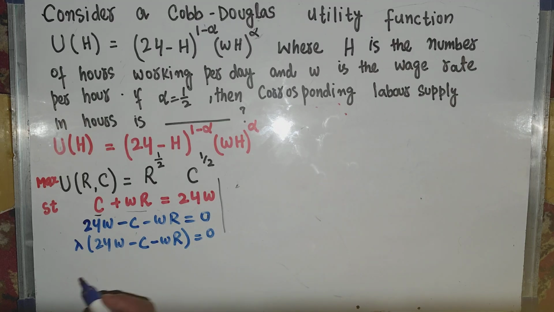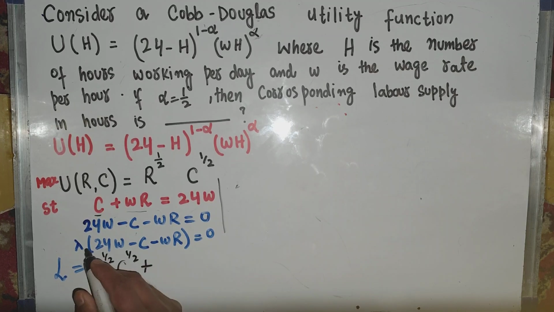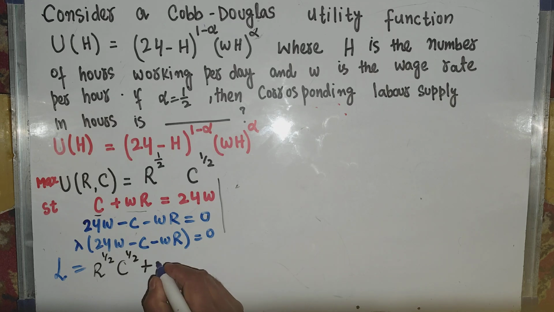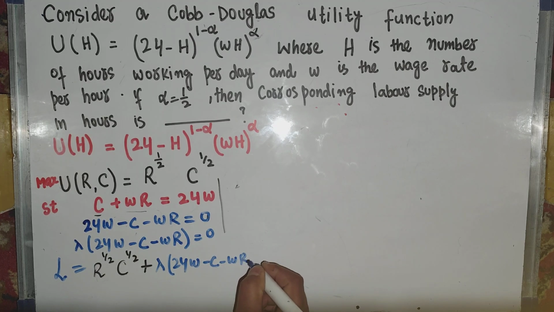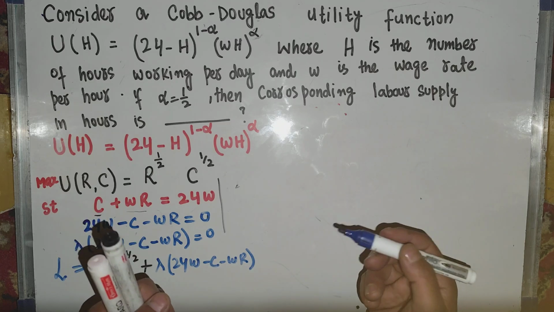Then we can form the Lagrange's function, that is L equal to the objective function, which is our utility function, R raised to the power 1/2 times C raised to the power 1/2, plus we add the resulting budget constraint, lambda times (24W minus C minus WR). This is our Lagrange's function. We know from the many videos I have made that to find the optimal values of R, C and lambda, we differentiate this Lagrange's function partially with respect to R, C and lambda, set them equal to 0 simultaneously, and then solve them.